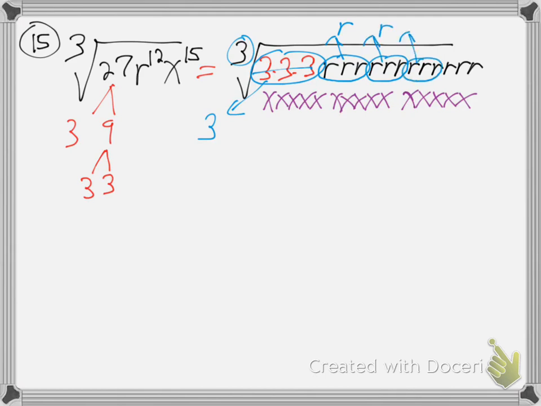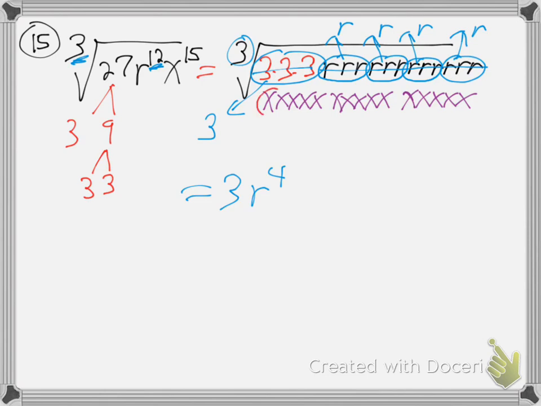3 r's in, 1 r out. Or quicker, you could have taken 12 divided by 3. So that's r to the 4th, 4 r's out. They're all gone. And now for the x's, same kind of thing.